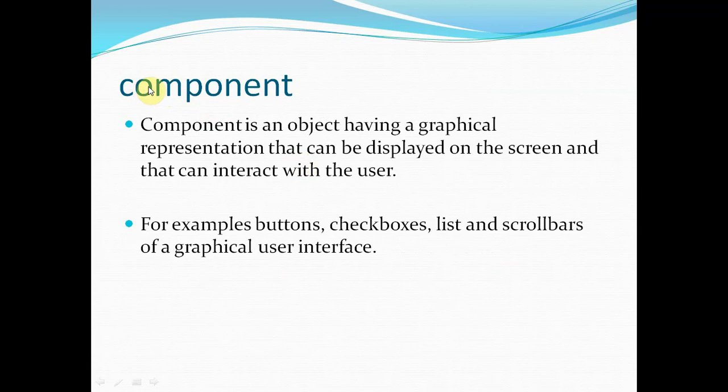Then coming to the next fundamental thing, the component. A component is an object having a graphical representation that can be displayed on the screen and that can interact with the user. For example, push buttons, checkboxes, lists, scroll bars, all these things are referred to as components. Simply, a component is an object that is placed on some window like a frame window or applet window. In detail about these components we will see later.